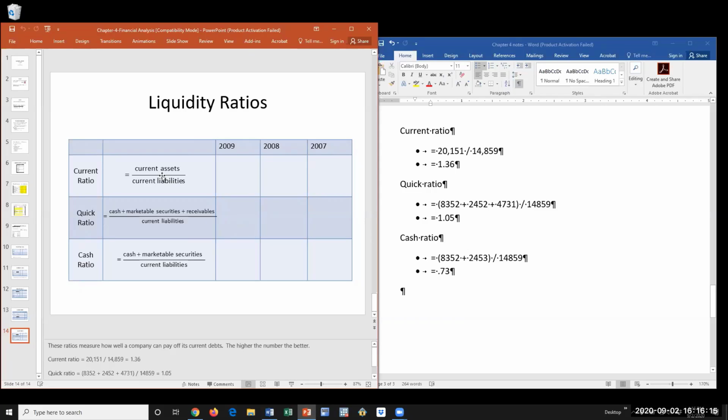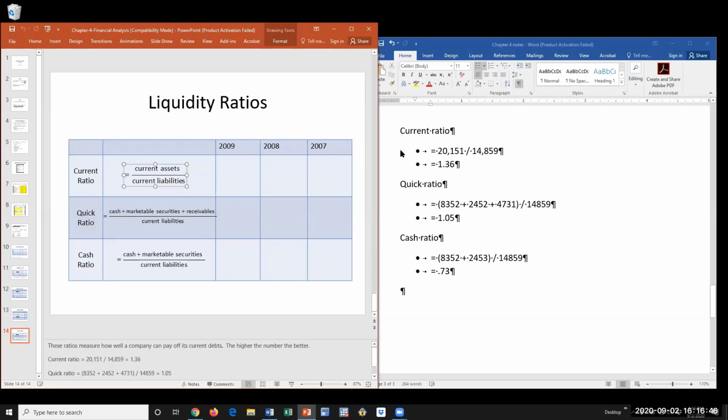The first ratio looks at all current assets. So all current assets would be things like cash, marketable securities, accounts receivable, inventory, right? And so does the company have enough of that to pay off all their current liabilities? And so here again, you want a number that's greater than 1, because that means the company has enough money right now to pay off their liabilities over the next year.